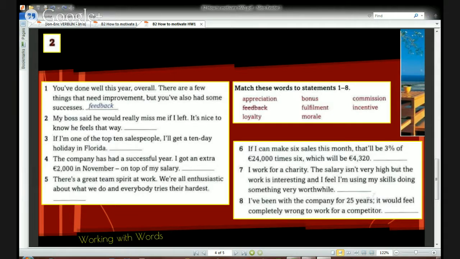Yuki, read the statement number 2. Tell us what it matches. My boss said he would really miss me if I left. It's nice to know he feels that way.